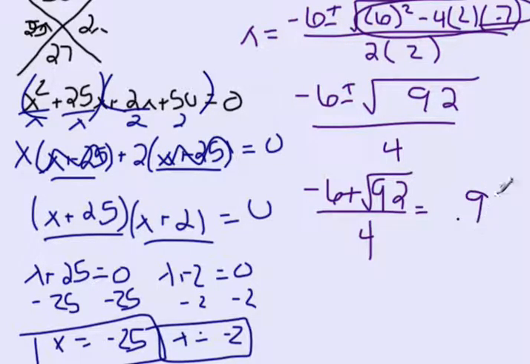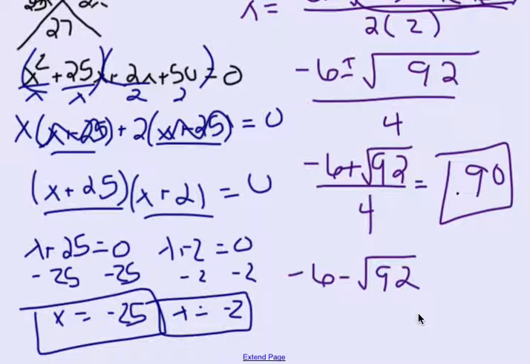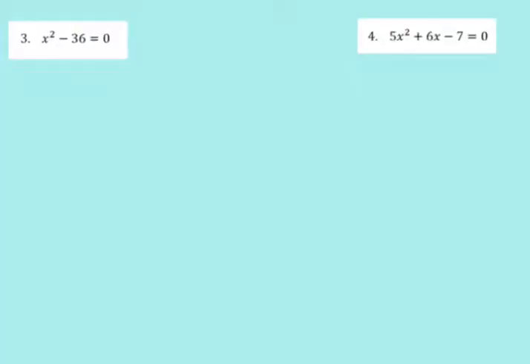And when I do that, I get 0.90. So on the next one, negative 6 minus the square root of 92. I'm going to type that into my calculator, hit enter, and then divide it by 4. So then I get negative 3.90. Remember, guys, on these, you want to be watching your rounding. So if we're doing 2 decimal places, you always want to look at that third decimal place. Okay? So let's take a look at number 3.